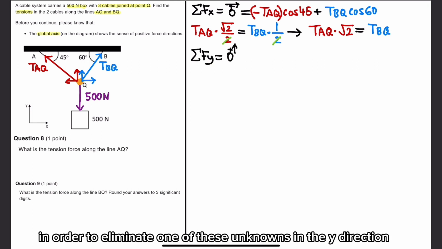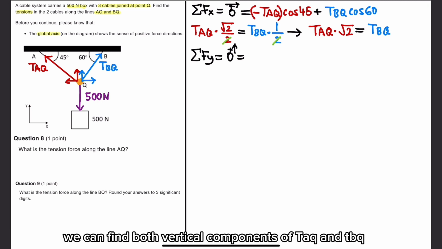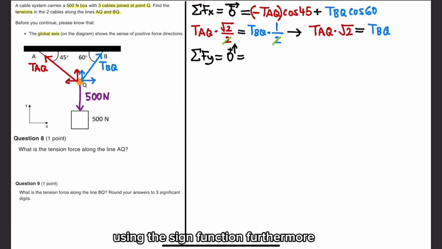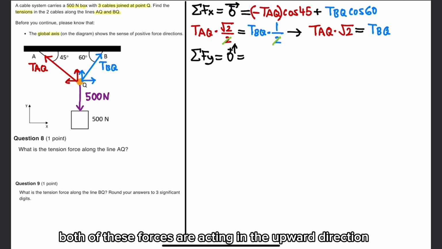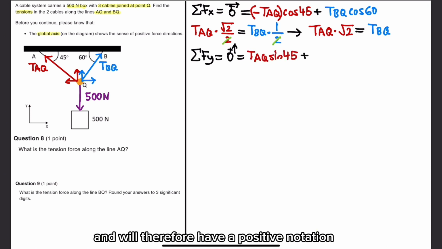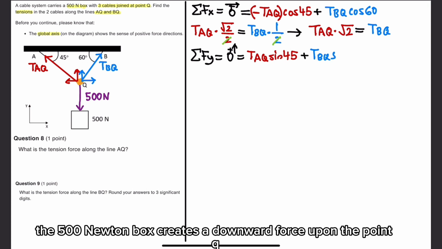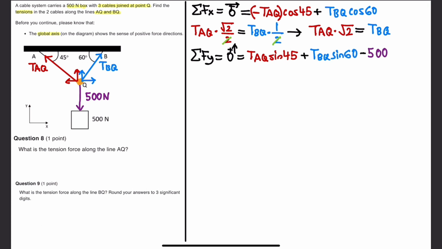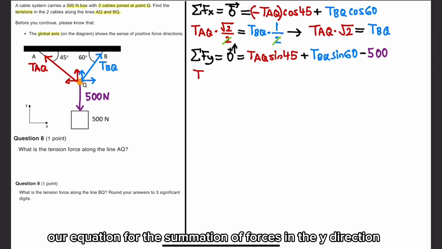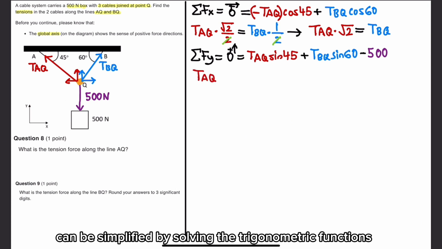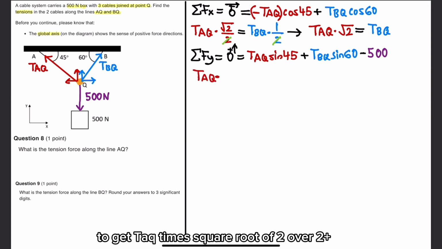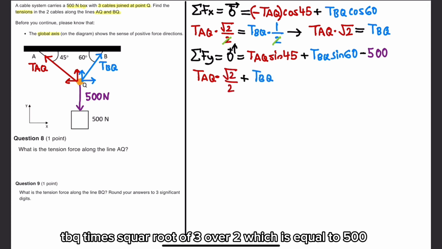In the y direction, we can find both vertical components of TAQ and TBQ using the sine function. Furthermore, both of these forces are acting in the upward direction and will therefore have a positive notation. In addition to this, the 500 Newton box creates a downward force upon the point Q and is negative. Our equation for the summation of forces in the y direction can be simplified by solving the trigonometric functions to get TAQ times square root of 2 over 2 plus TBQ times square root of 3 over 2, which is equal to 500.